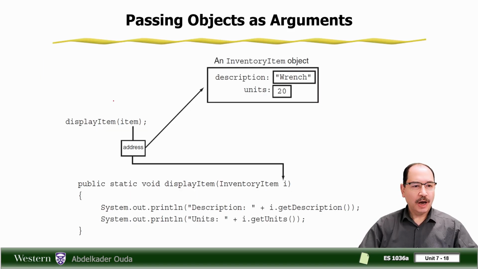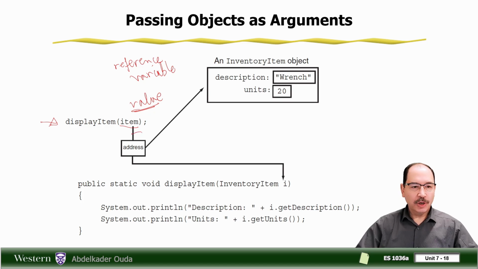I will show you here how an object can be passed as an argument. We have here in this line, we call the method displayItem and we pass the object item. Remember, we defined item as a reference variable in the main program. That means when we pass the item, we pass the value of this item. We actually pass the value of the item to the method as an argument. What is the value of this item?